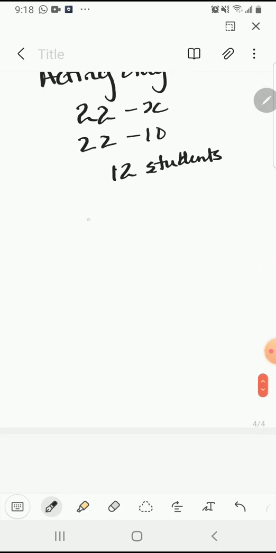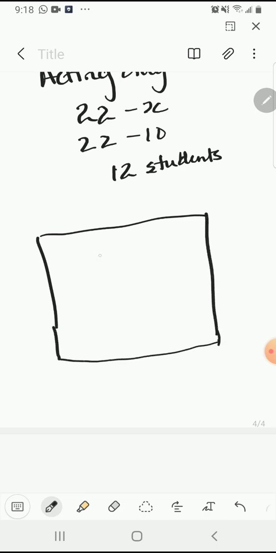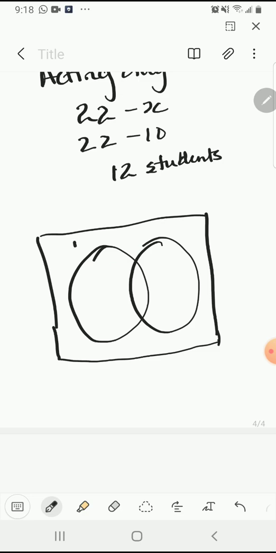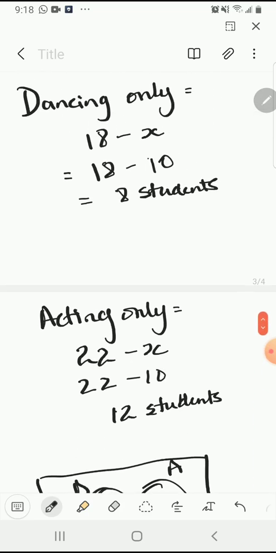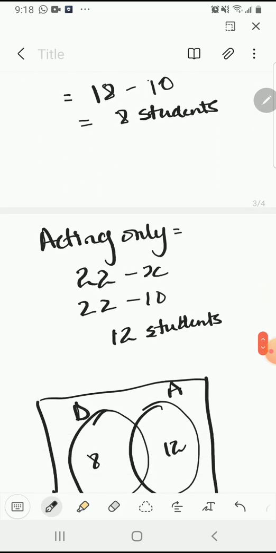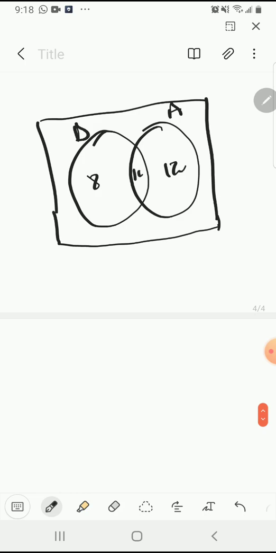Now, if we were asked to redraw the Venn diagram now with the correct numbers in the different regions, it would look like this. So dancing and acting. So acting only would be 12. Dancing only would be 8. And for both, it would be 10. So now when we add 8, 10, and 12, we would get 30 students, which is the number of elements or the number of students in the universal set.